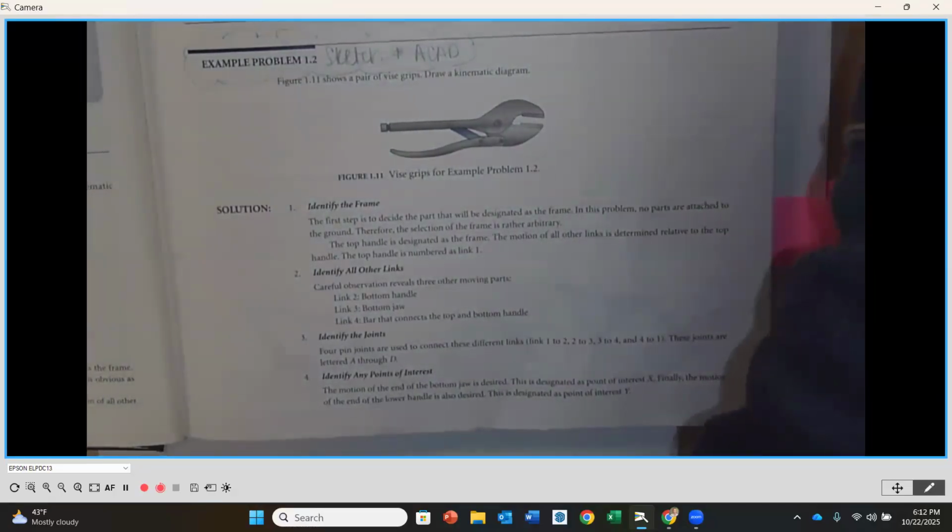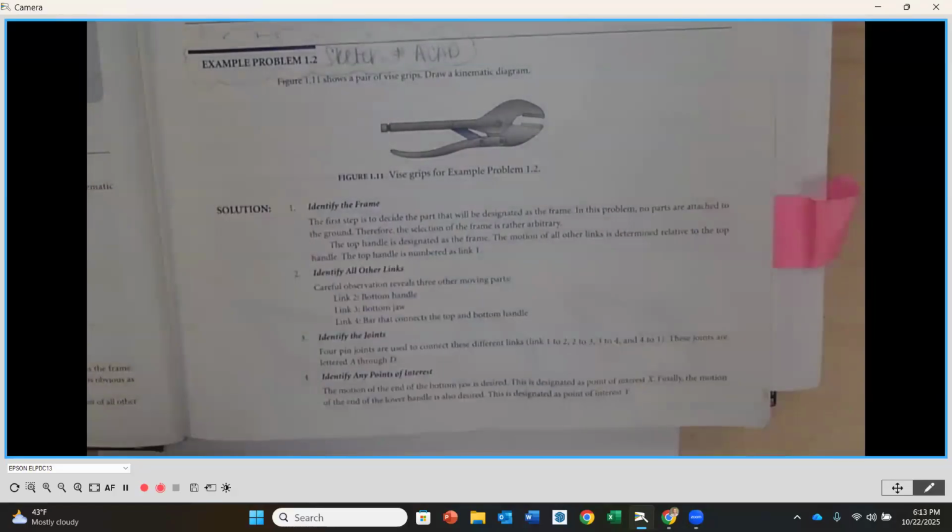Did it freeze on me? No. I don't know why it's not zooming in and out, but that's okay.